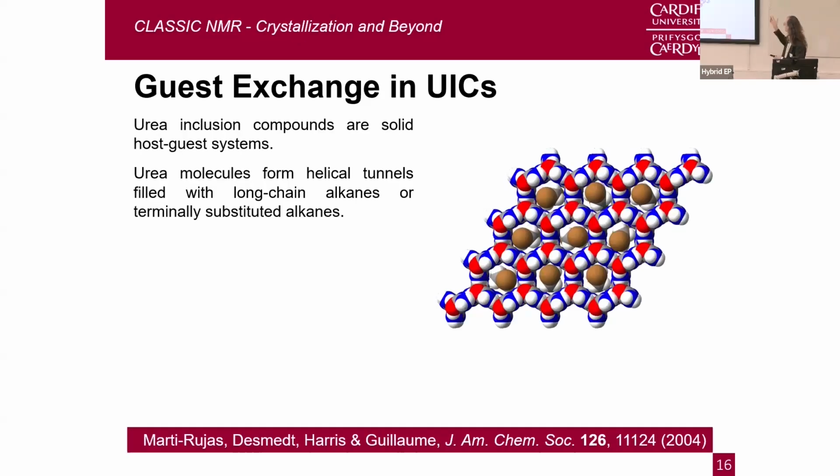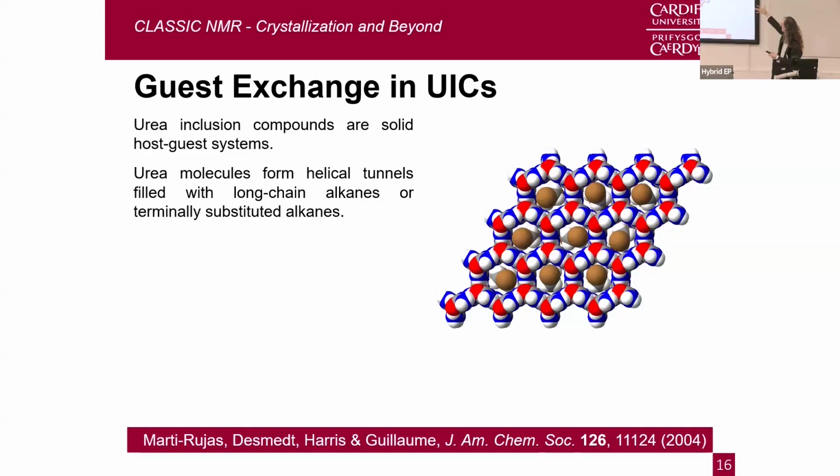So this is a sketch of what a urea inclusion compound looks like. You've got this urea cage here, these hexagonal cages. It's actually a spiral going into the board. And then keeping the tunnels open are these long chain molecules. In this particular case, this is a disubstituted alkane. You've got bromines at either end.